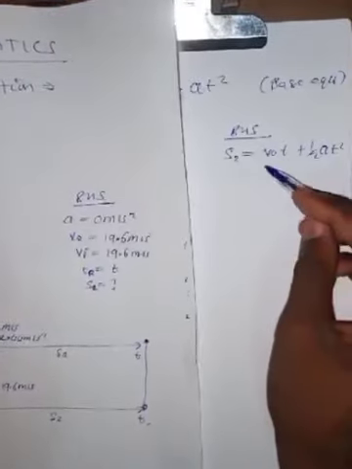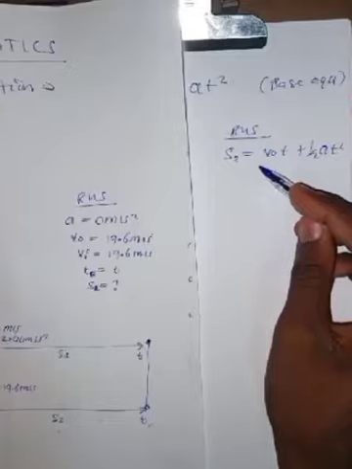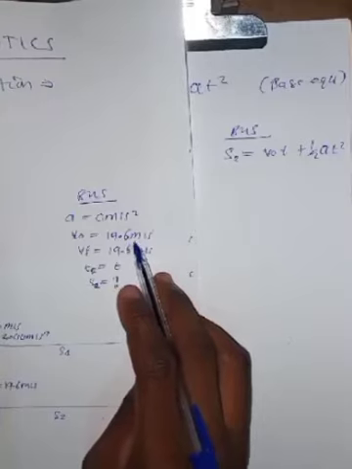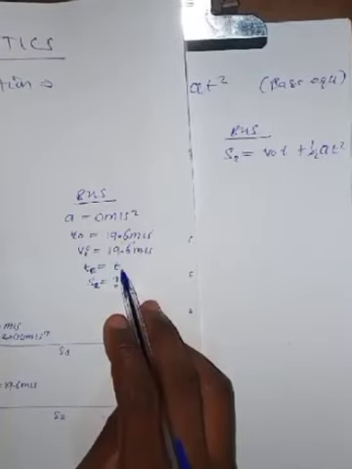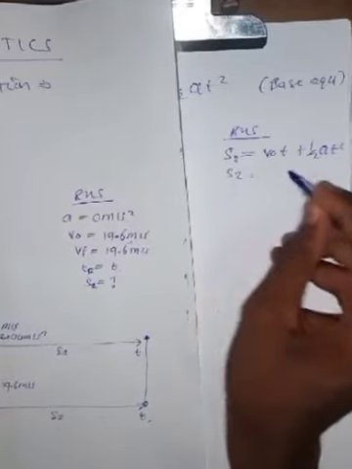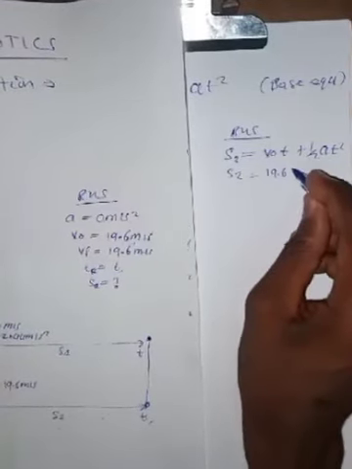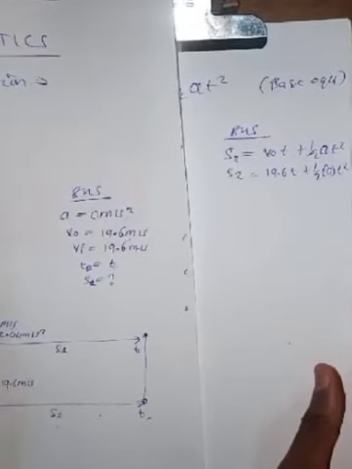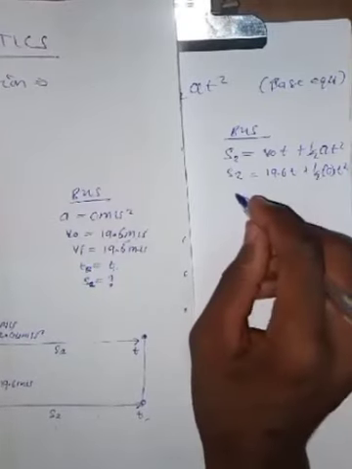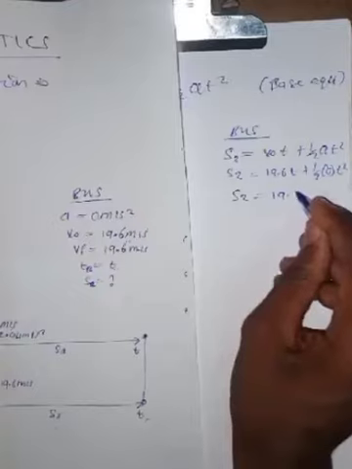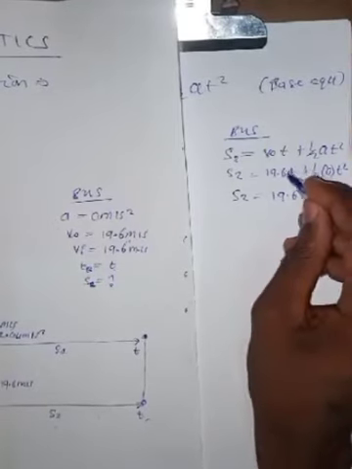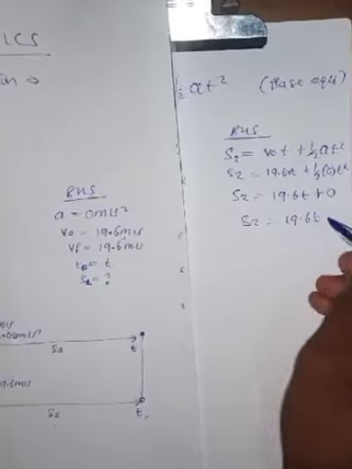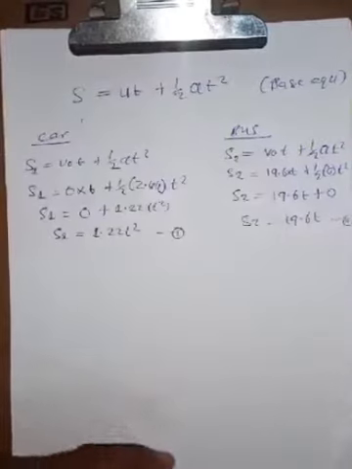So we go also for the second motion, which is for the bus. For the bus, we have S2. What do we have? Acceleration is 0, initial velocity is 19.6, and time is t. So displacement equals initial velocity 19.6 times time plus 1 over 2 times 0 times time squared. Now when we say 0 times time squared, everything here dies, it is 0. So S2 equals 19.6 times time plus 0. Then S2 equals 19.6 t. This is equation 2.